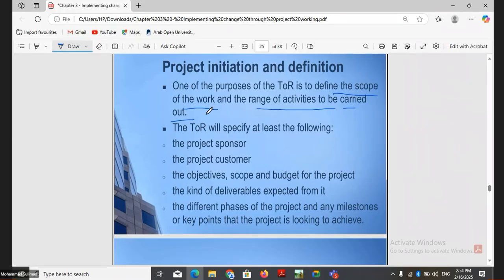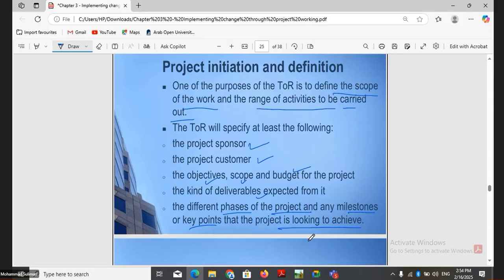during the project. It also includes the project sponsors, the project customers, the objectives, scope, and budget of the project, the kind of deliverables expected from the project, the different activities and phases of the project, and milestones or key points that the project is looking to achieve. So you can see that the TOR will have all the details of the project from the beginning to the end. It will include every detail of the project.